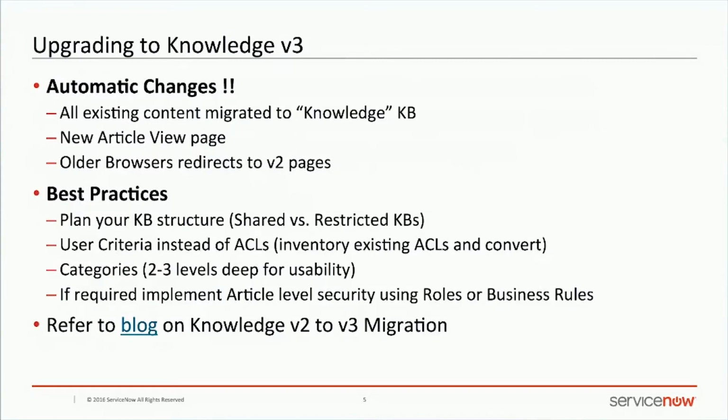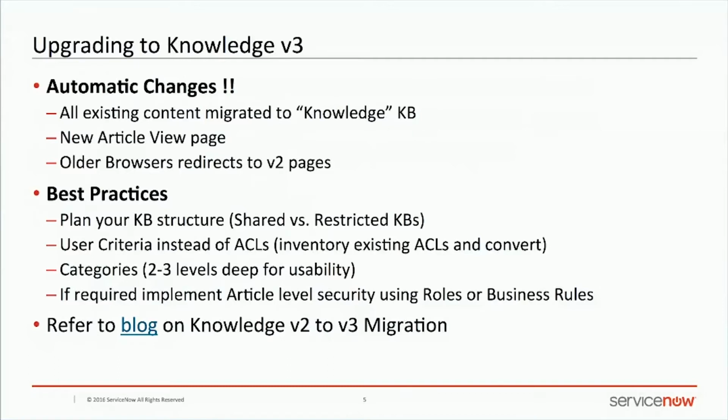So as you're upgrading to Knowledge V3, a few things to keep in mind. The automatic changes that we talked about. First thing, all the existing content that you have in your pre-Fuji knowledge base will get migrated to one single knowledge base called the Knowledge KB, and that will house all of the content. What it typically means is that as you go through the process of migration, you may want to consider moving those articles from the Knowledge KB, which retains a lot of the features from Knowledge V2, into your other knowledge bases.